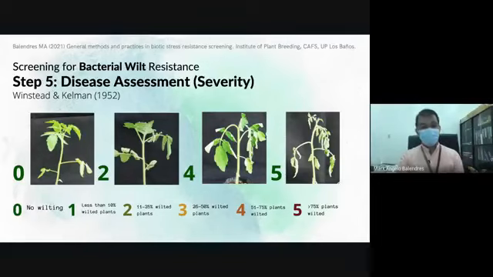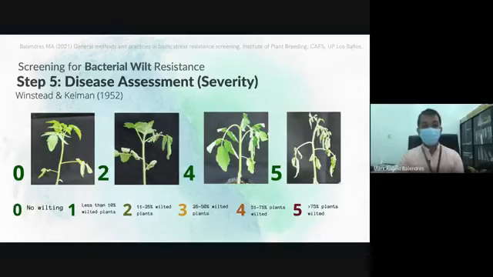It's a very old scale, but we found out that this is probably the best scale to use for resistance screening. This is also the scale that's being used by the World Vegetable Center in Taiwan.